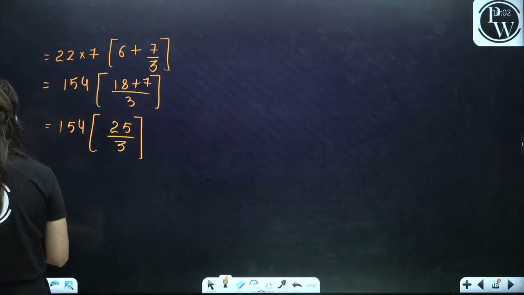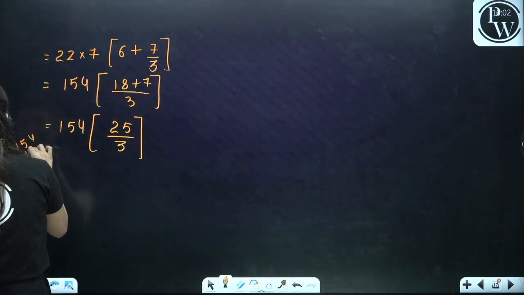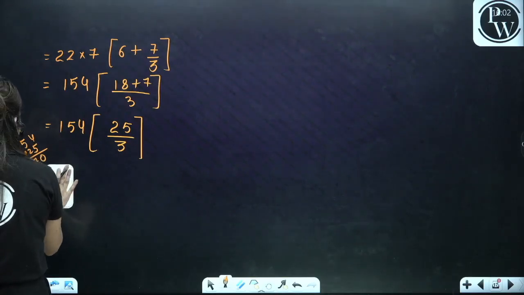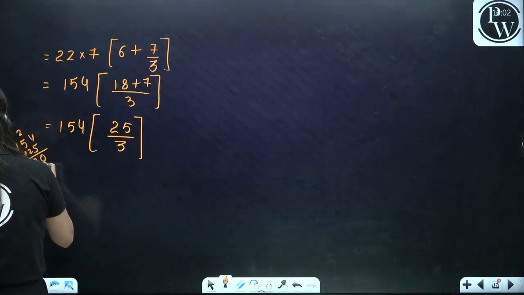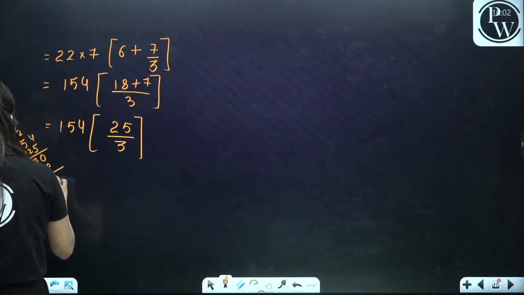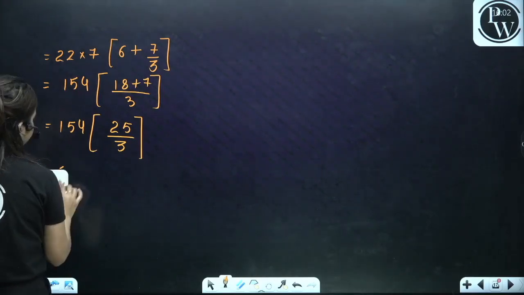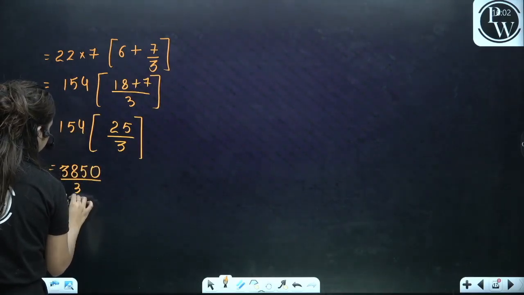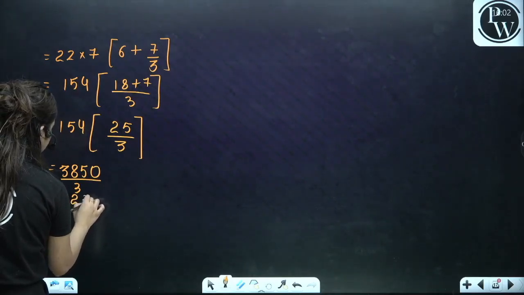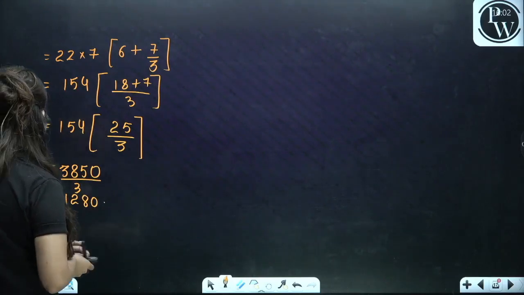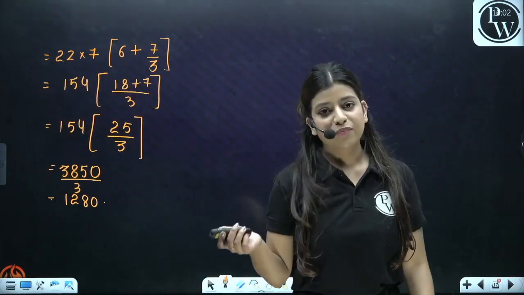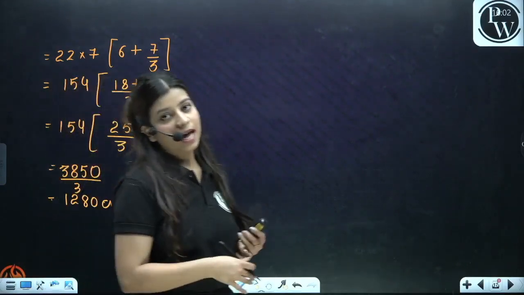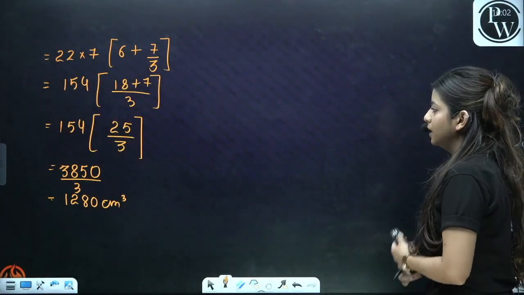So what we are left with, students, is 154 into 25, and this will give us what? 5 fours are 20, 25, 26, 27, 2, 5, 7, and then we have 3850 divided by 3. So we will be left with 1283 point something. So the final answer which we will be getting is 1283 point something. That will be in centimeter cube, because the volume was asked from us. I hope that this question is clear too. Let's move forward to the next.